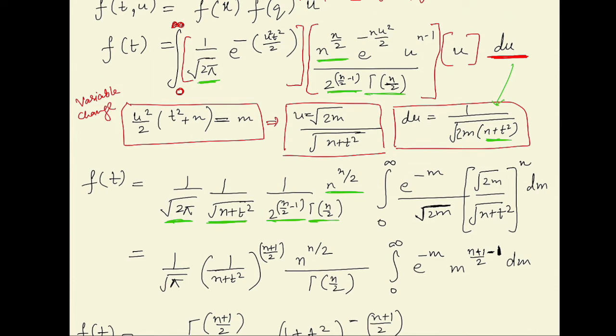This term changes to, so this e raised to power minus n u square by 2 and e raised to power minus u square t square by 2, these both combined change to e raised to power minus m, and this root 2m comes from this, and what we have left is u raised to power n. So we simply put u equal to root 2m by root of n plus t square, raised to power n, dm.